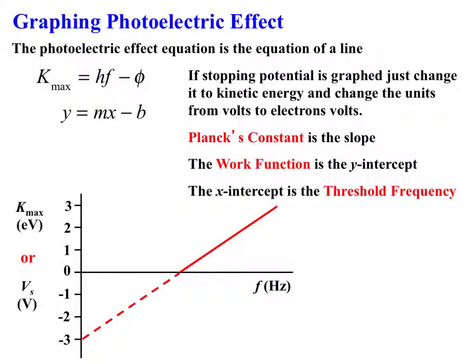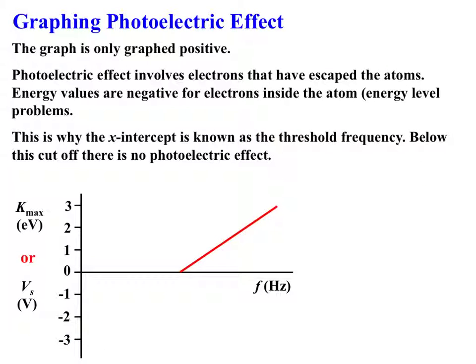So again, if you look at this graph, anytime that we have negative kinetic energy, that means that we still have some potential energy, which means that we have not left the atom yet. So when we're graphing the photoelectric effect, we only want to graph the positives because that's when the electrons have escaped the atom. Also, this part is very important. The energy values are negative for electrons inside of that atom. This is why the x-intercept is known as a threshold frequency. It is a frequency required in order for us to have the photoelectric effect.